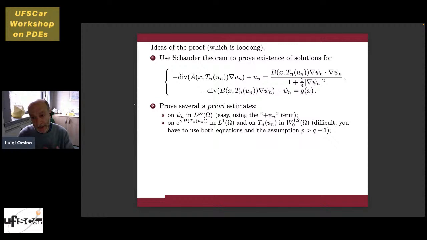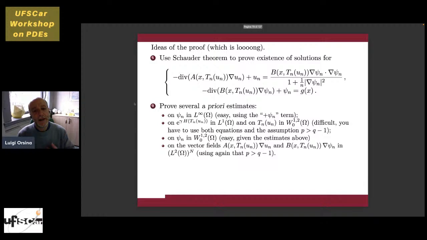And then once you have that, once you have the exponential estimates on h, e to the gamma h, and so on, you prove an estimate of psi n in W^{1,0}, and then on the vectors in L2 to the n, which appears here. Then you use again that t is larger than q minus 1, and then you have to pass to the limit.